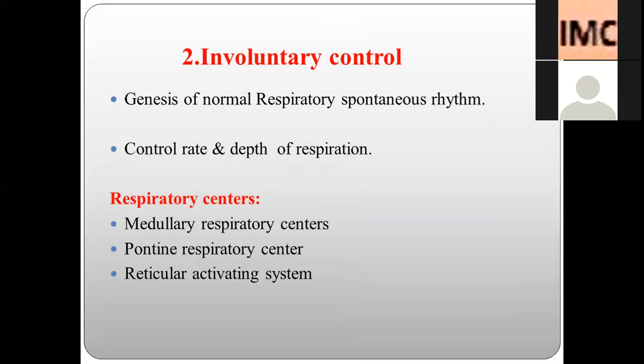Coming to the involuntary control, which is very much important. Most of the time in the examination, you have to write the answer in detail regarding this involuntary control. What is this? This is important for genesis of normal respiratory spontaneous rhythm. It also controls the rate and depth of respiration. Now for this, there are centers. What are the centers? We have the medullary respiratory center, the pontine respiratory centers, and the reticular activating system. So with the help of these three factors, there is involuntary automatic control of respiration.